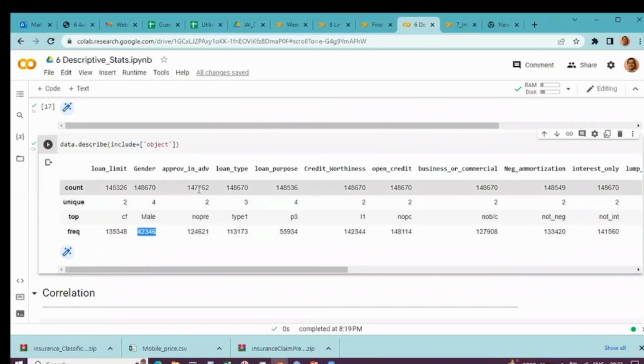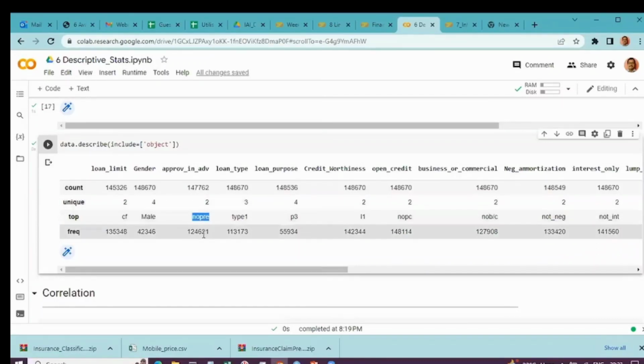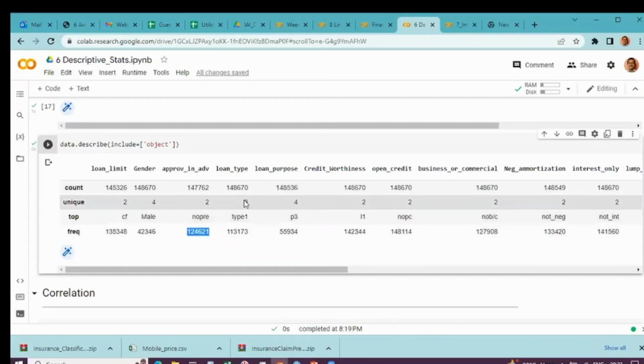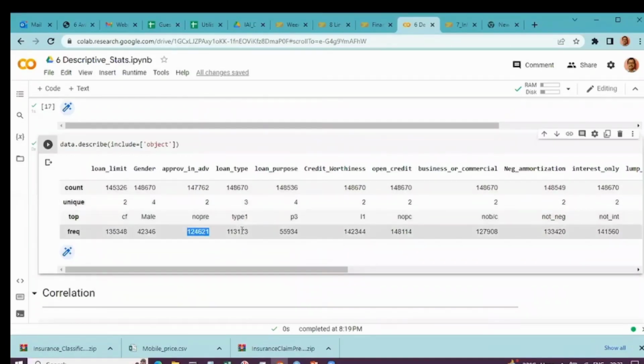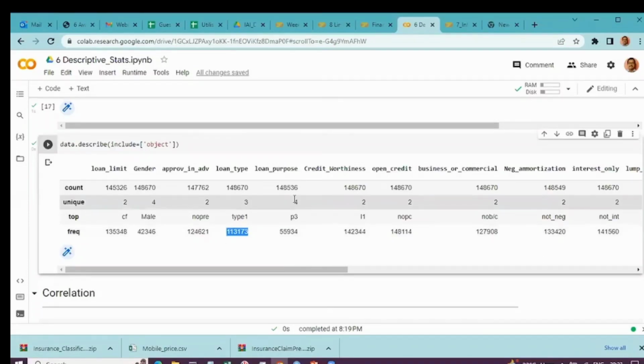Then approved loan in advance, there are some missing values. Only 2 unique observations, no pre-approved 1,24,000. So the other one could be more than that, more than 20,000 or something like that. Then loan type, 3 types are there, but one of them itself is 1,13,000. So we'll have to check the frequency of the other 2. If there is anything that is falling much lower, then we may have to act accordingly.